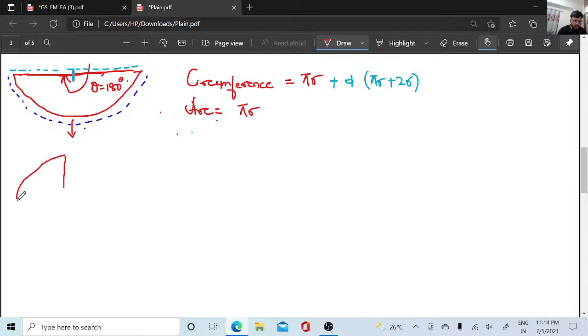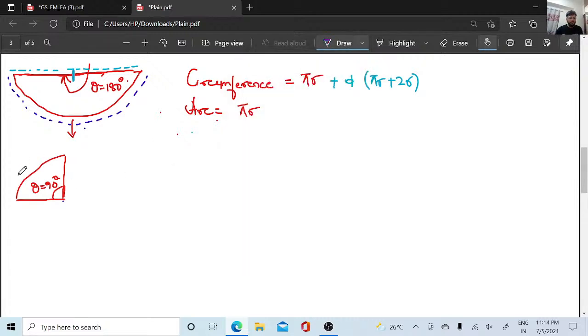What if I restrict this circle to a quadrant? Yes or no? Yes, this is a quadrant. And what is the theta here? This is half of this, right? My theta is going to be 90 degrees.